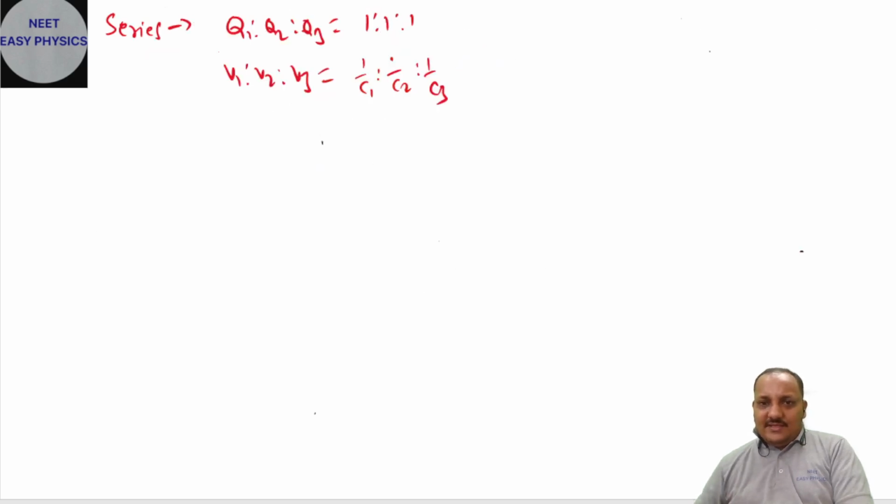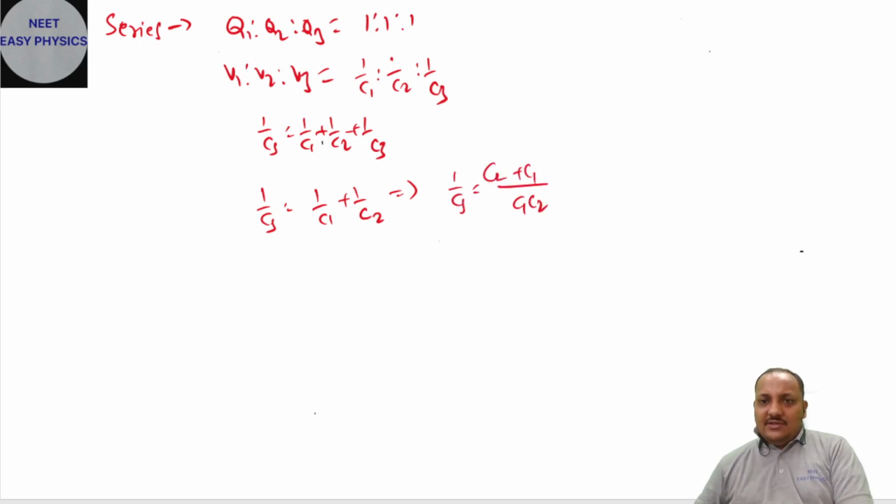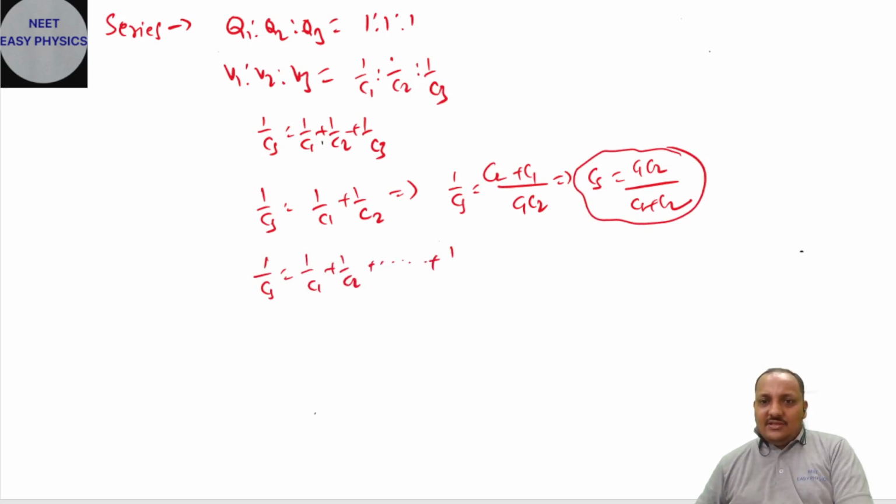So 1 by CS equals 1 by C1 plus 1 by C2 plus 1 by C3. If two capacitors are connected, 1 by CS equals 1 by C1 plus 1 by C2. Taking the LCM, C1C2 in the denominator and C2 plus C1 in the numerator, so CS is C1C2 by C1 plus C2. If n different capacitors are connected, 1 by C1 plus 1 by C2 and so on, up to 1 by Cn.